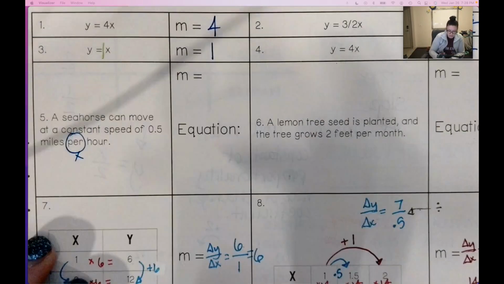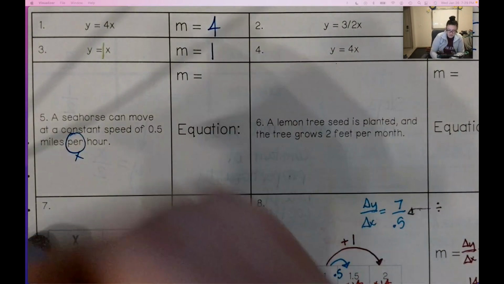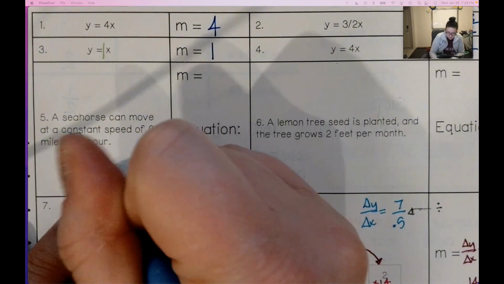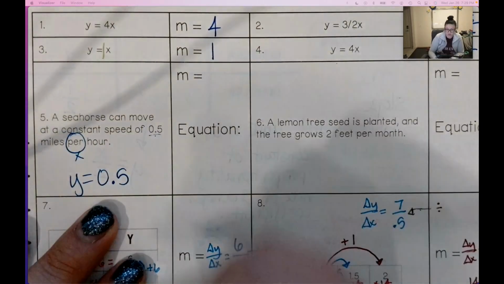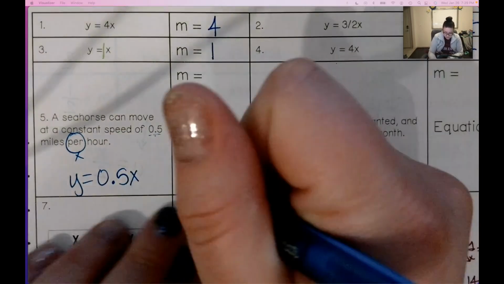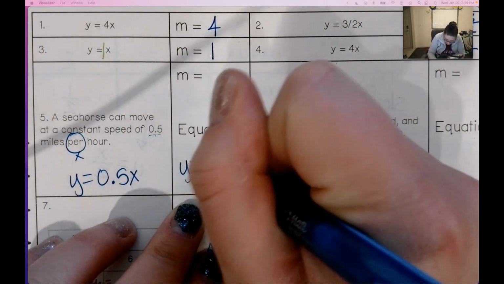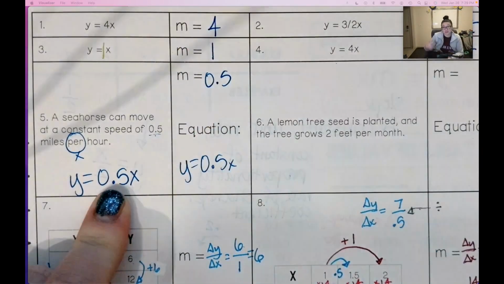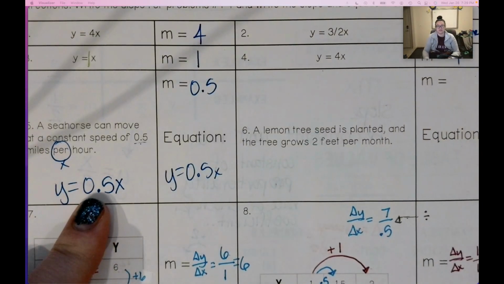Per means to multiply. So that means that our equation is going to be y is equal to my slope, that's 0.5 that I multiply over and over again, times x. I wrote that over here. Y is equal to 0.5x. Our m, our slope, is that 0.5, that number we multiply over and over again.